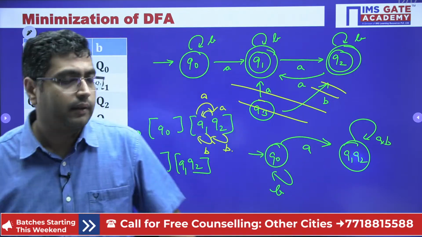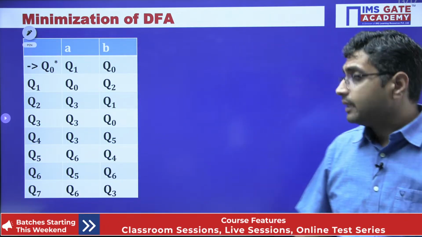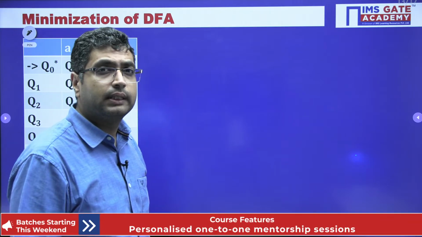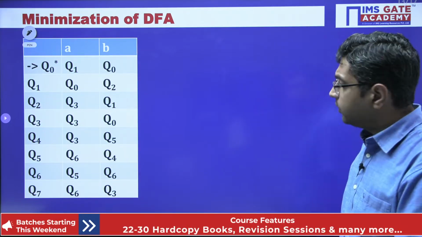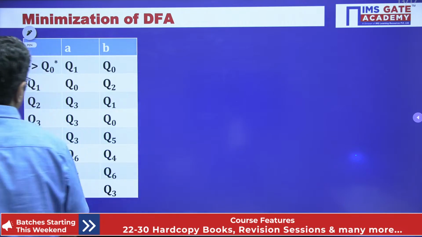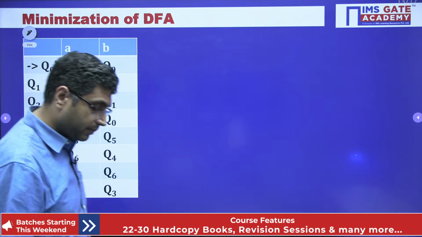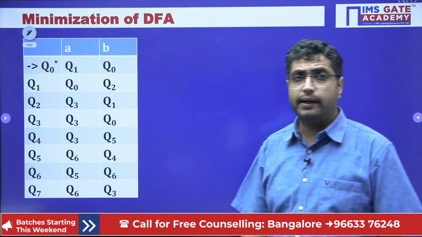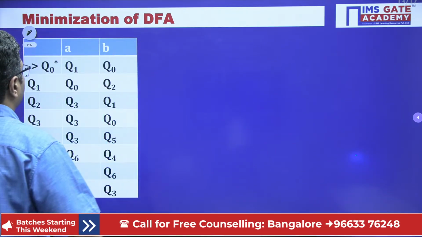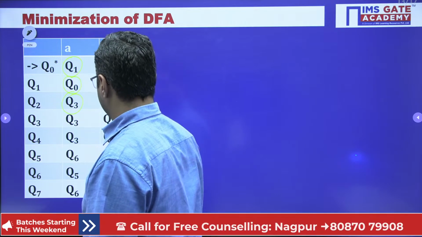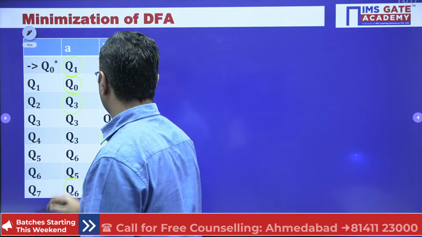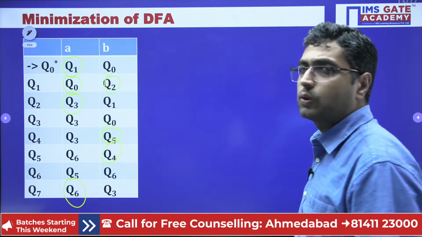So let us try to solve one last example, and then we'll end this session on minimization. This example will prove to you that it's better to draw the DFAs, so as to find out the unreachable states. If you want to find unreachable states just by looking at the transition table, you will not be able to in this case, because Q0, Q1, Q2, Q3, Q4, Q5, Q6 are all there on the right-hand side. If you apply this method, you will find that only Q7 is unreachable.